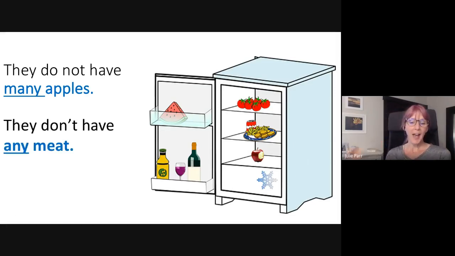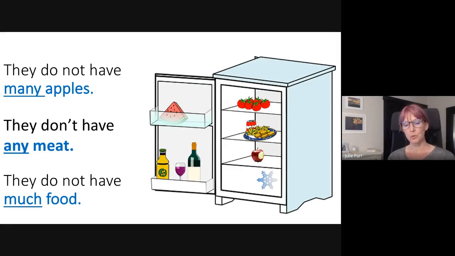They do not have any meat. There is no meat. I use the words don't have any. They don't have any meat. Food. They do not have much food. There's a little food. There is not a lot of food. They do not have much food.